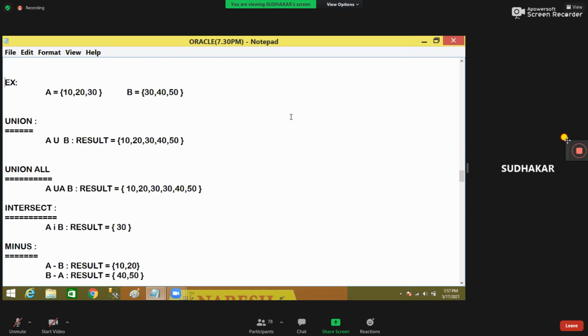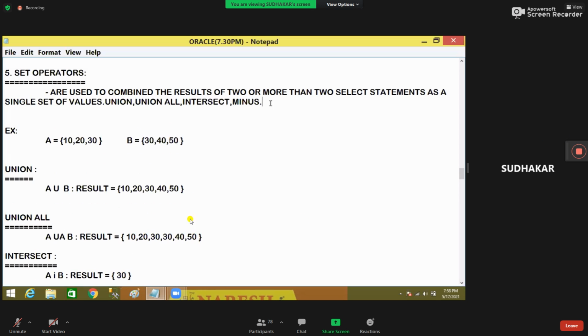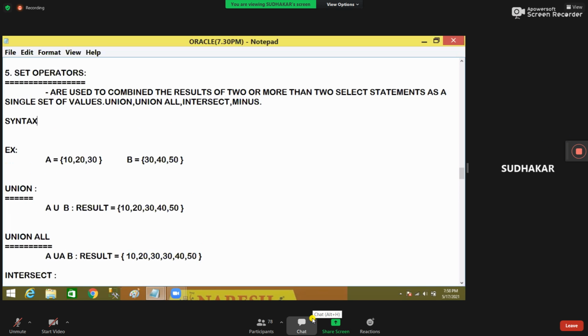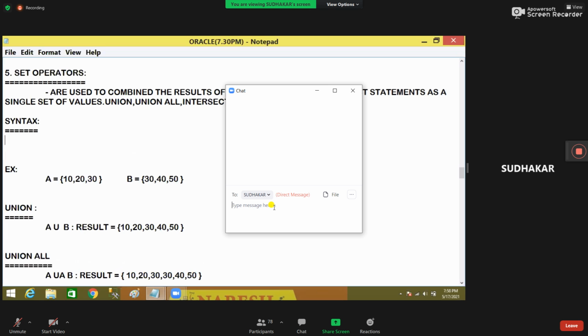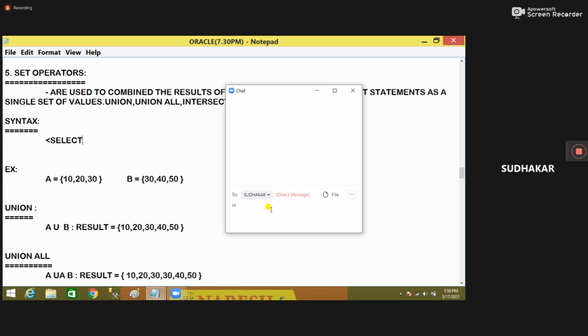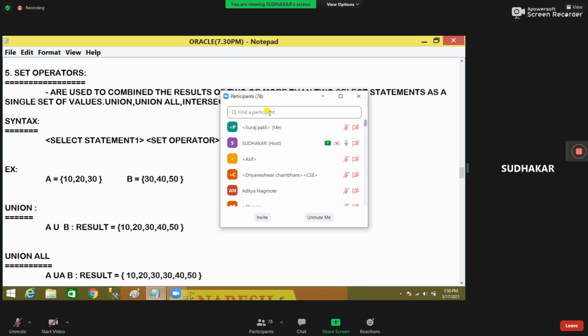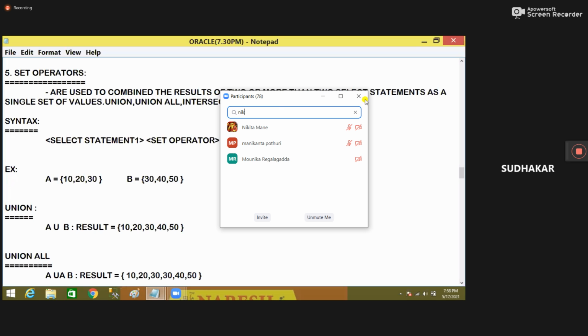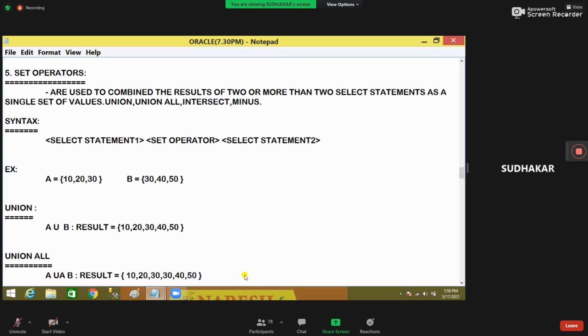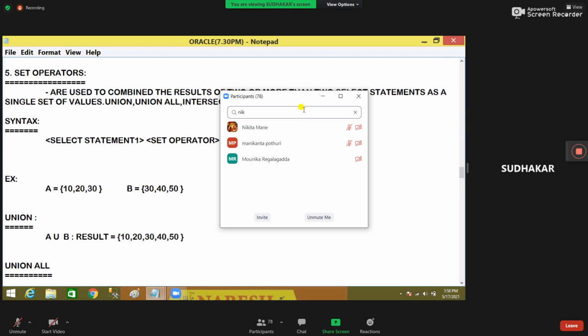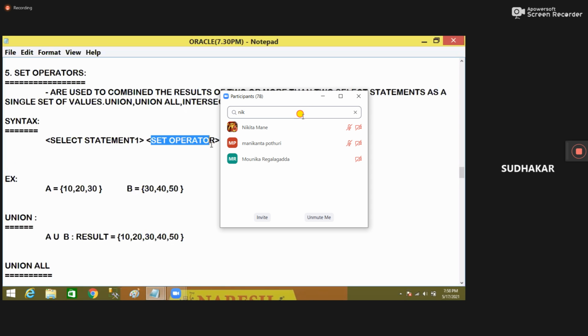Before I implement this, I am giving the syntax here. The syntax is: select statement 1, in between a set operator, and then select statement 2. So this is our syntax. In between two select statements, I'm using set operators.